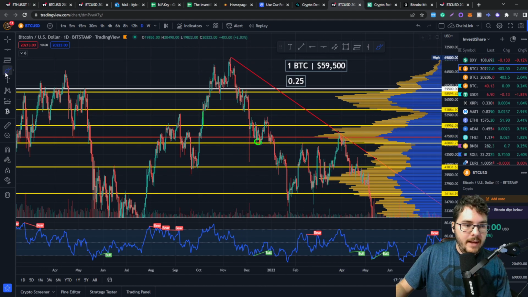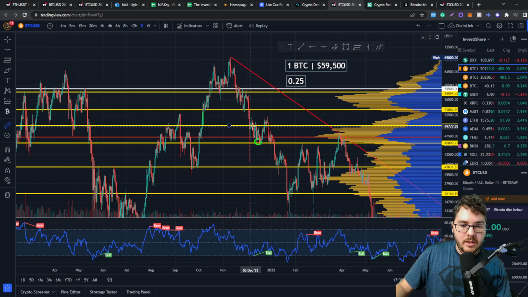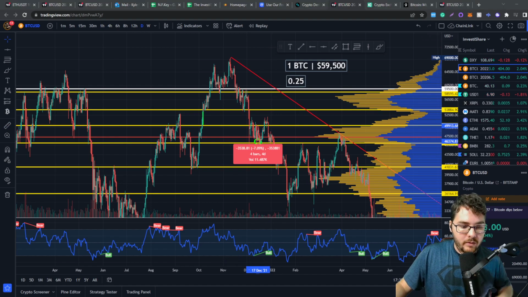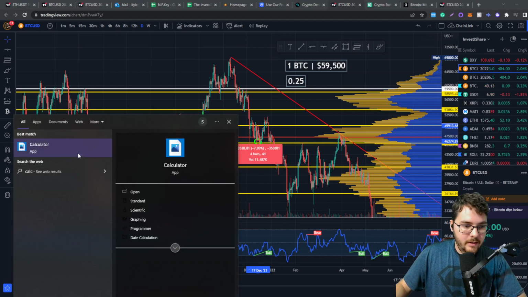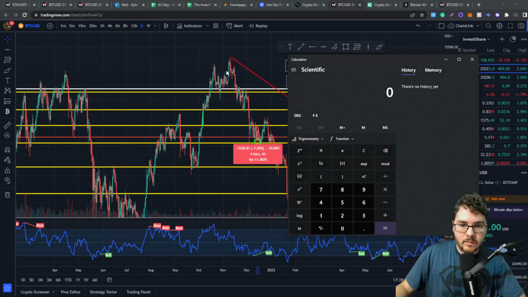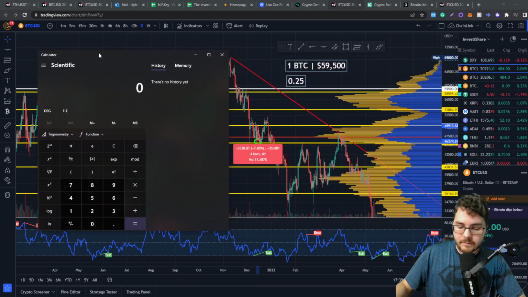So from that sell and that purchase, the repurchase, you would have accumulated about 7% more Bitcoin. So if I were to pull out the calculator really quick, because math, 0.25 times 0.07, you would accumulate 0.0175 Bitcoin from this one trade.